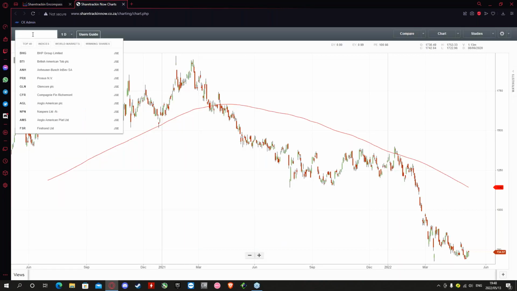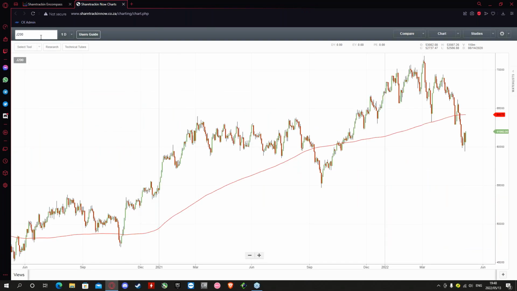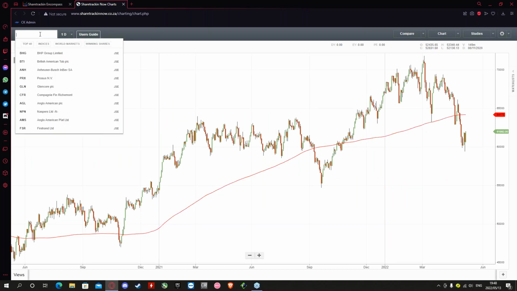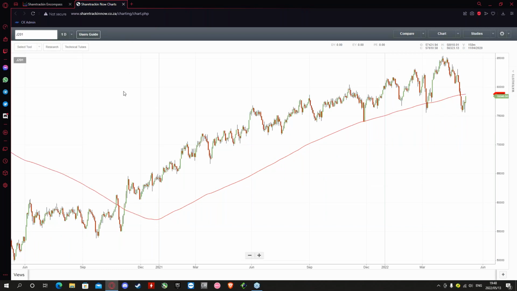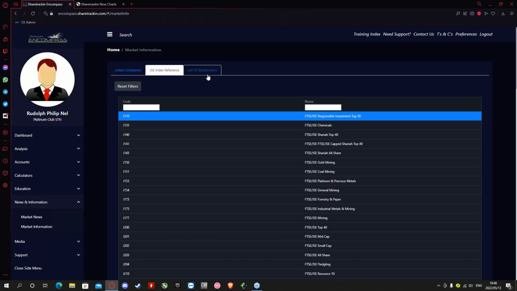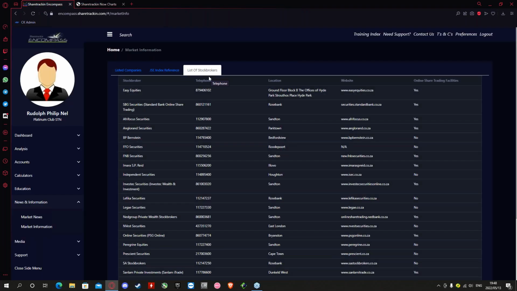So if I change this to J200, press enter, then we'll show you what your Top 40 blue chip shares are doing. Or if I change it to J201, it will give me the chart for that index reference.